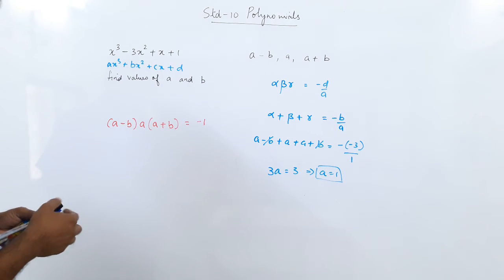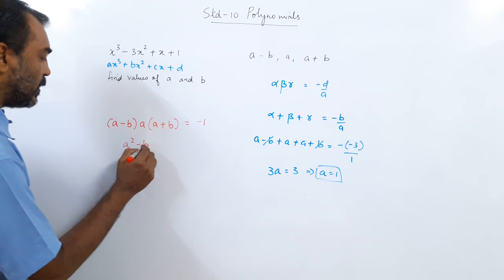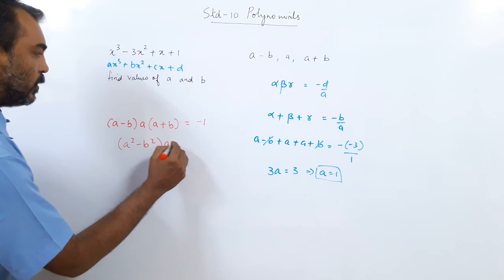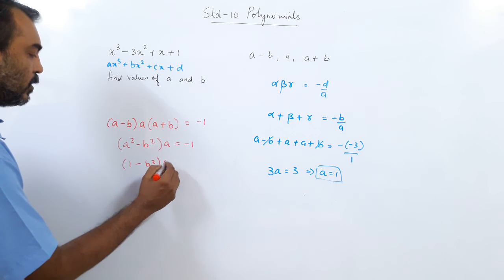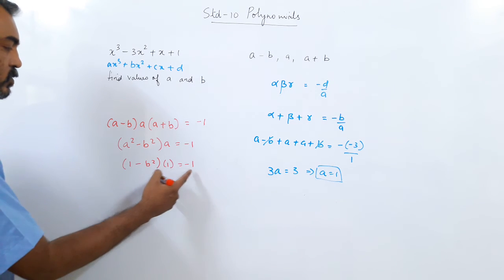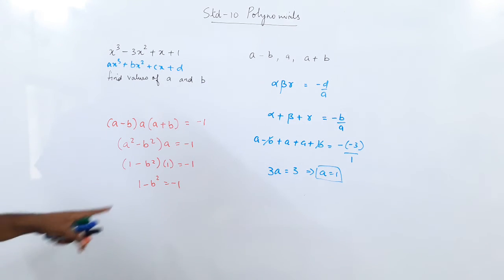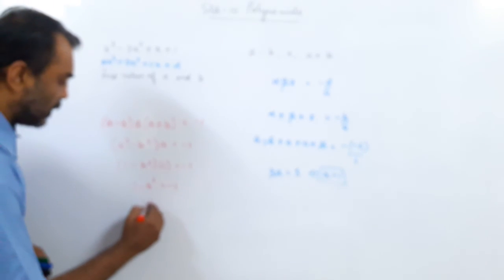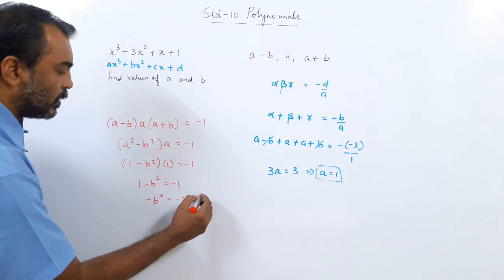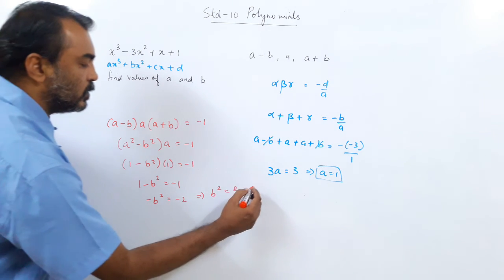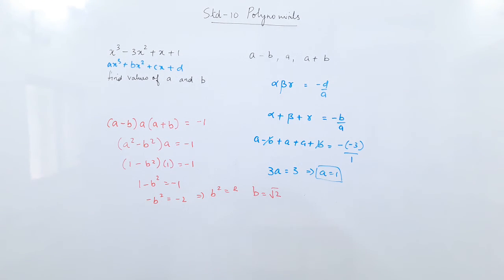Now we get what here? a minus b into a plus b is a square minus b square, into a, equal to minus 1. But a is equal to 1. So 1 minus b square into 1 equal to minus 1. So this will become 1 minus b square equal to minus 1, or minus b square equal to minus 2, which implies b square equal to 2. So what is b equal to? Root 2. Is it clear?